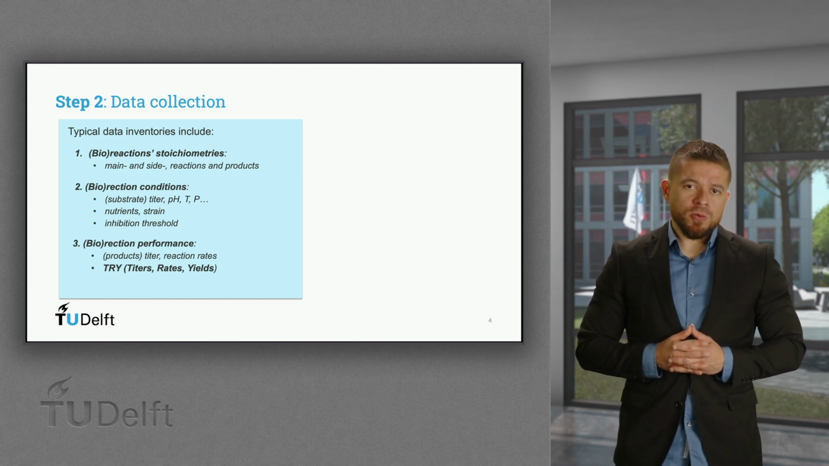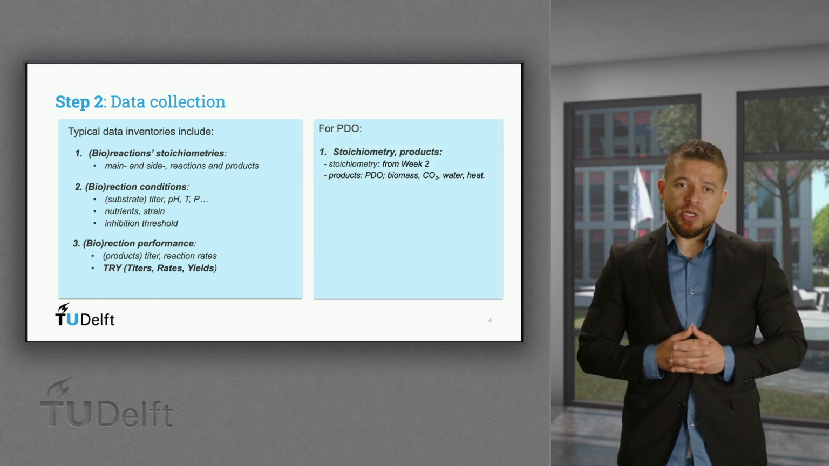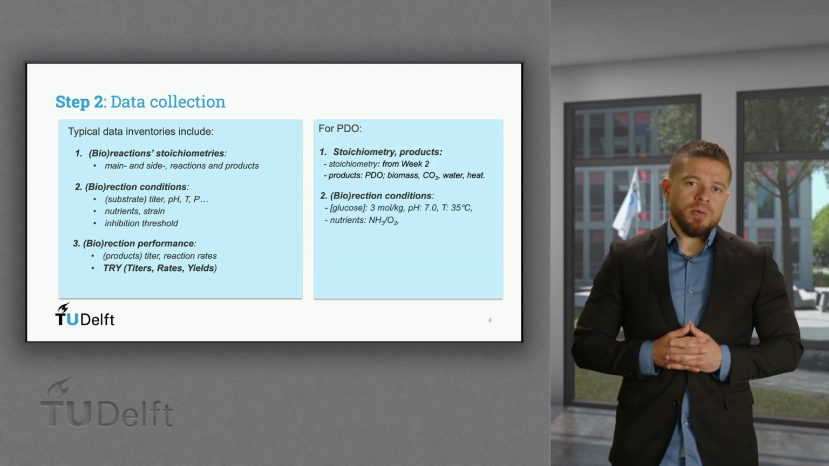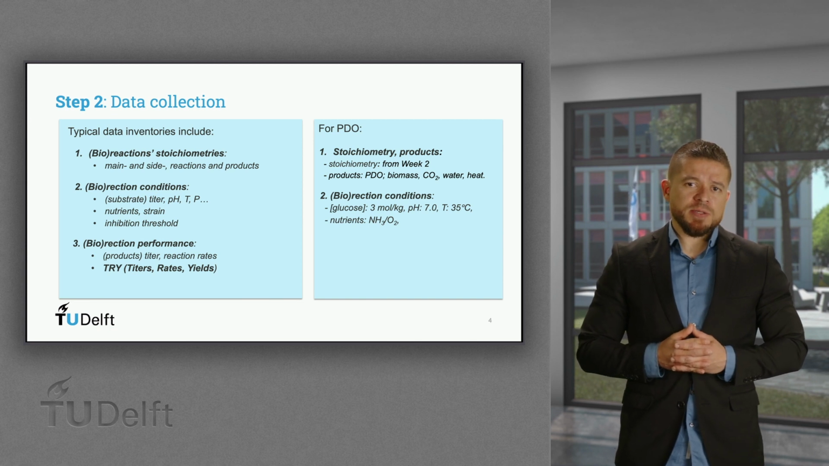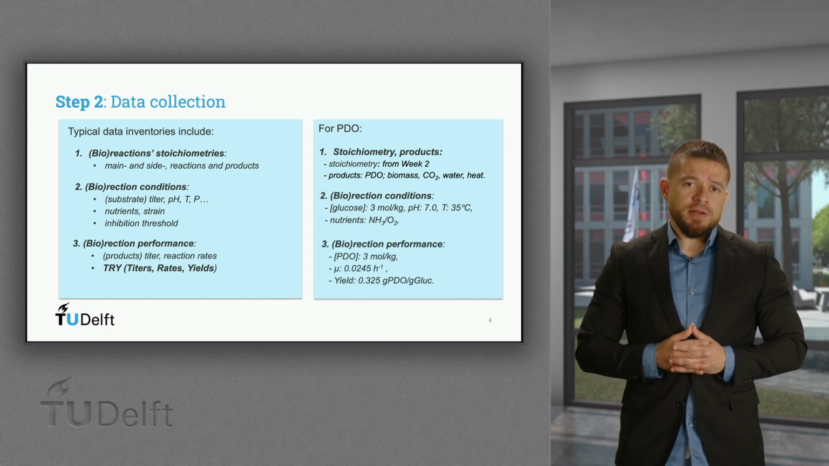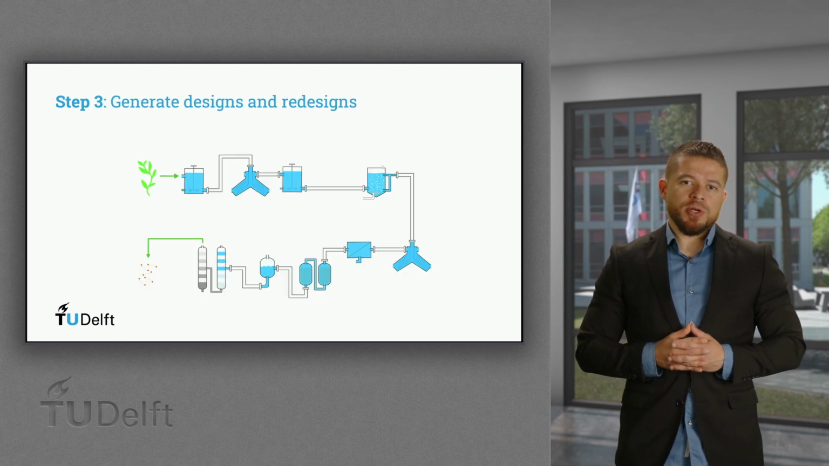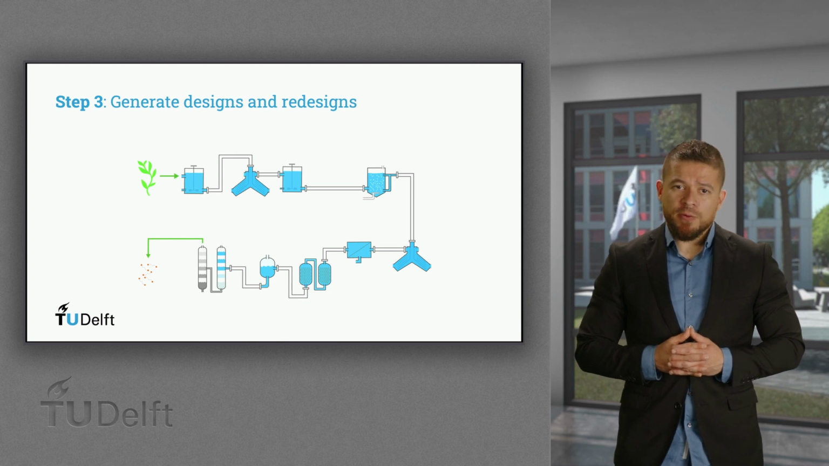Let's check again how this is like for our case study. The stoichiometry was already given in week 2, from which we know concentration of substrate, pH, temperature, and nutrients requirements, and also the TRY indicators, as you can see in the bottom right corner. Now we can proceed to step 3, generate designs and redesigns.